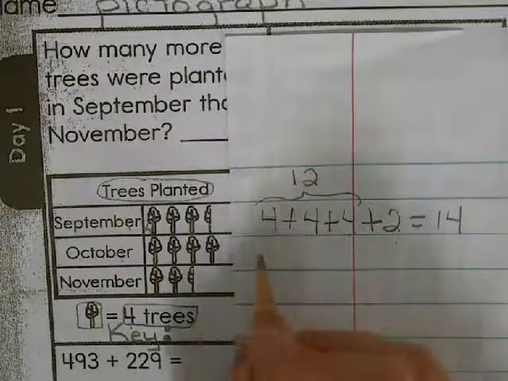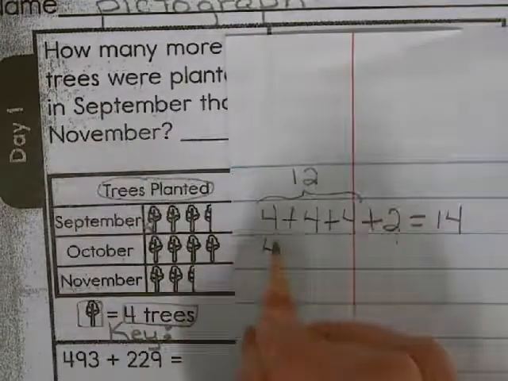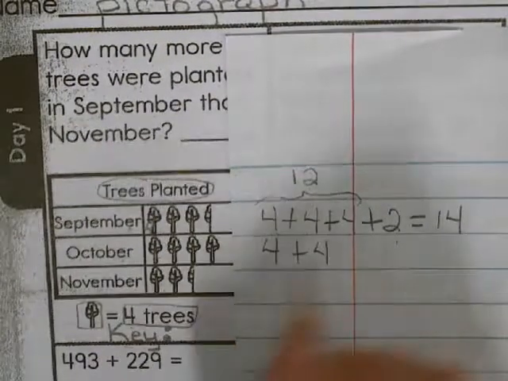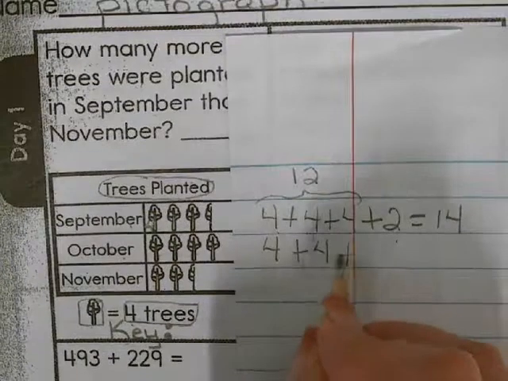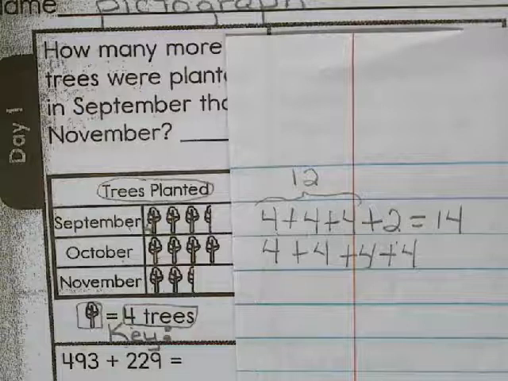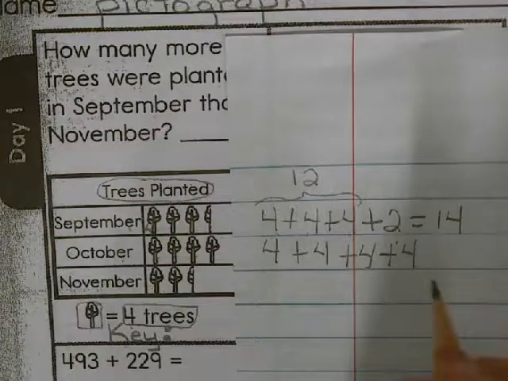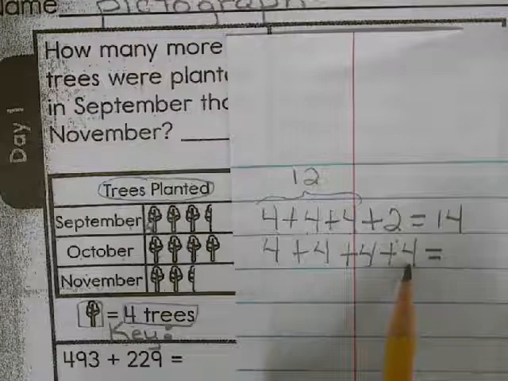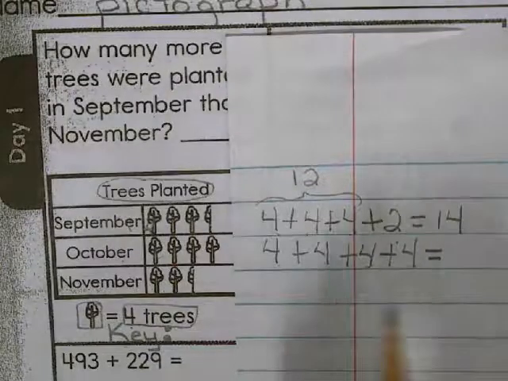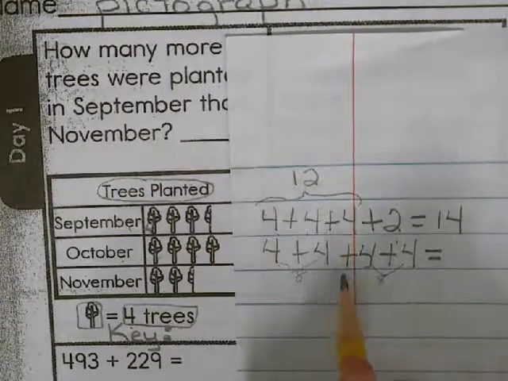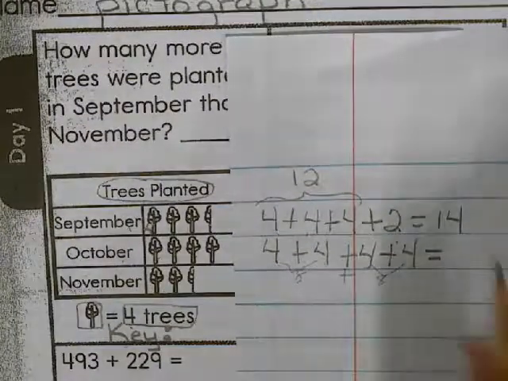October, I have 4 for that tree, 4 for this tree, 4 for that tree, and 4 is being represented for that picture in that tree. So this would actually be a true multiplication sentence because I have 1, 2, 3, 4 groups of 4. And when I add 4 groups of 4, 4 plus 4 is 8, and this 4 plus 4 is 8, and we know that 8 plus 8 is 16.